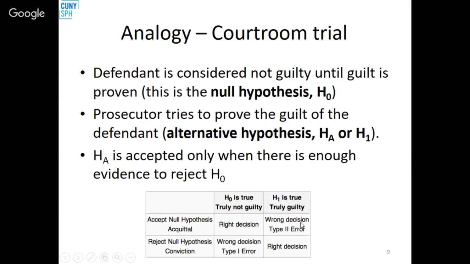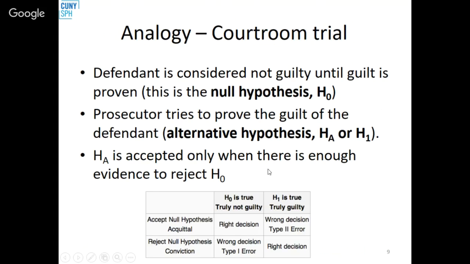So here's a little table to help with that. If we have a true null hypothesis, so the defendant is truly not guilty and the defendant is acquitted, that's a right decision. Or if the alternative hypothesis of guilt is true and you reject that null hypothesis and convict, that's also a correct decision. But then there are two types of error, so-called type 1 and type 2 error.